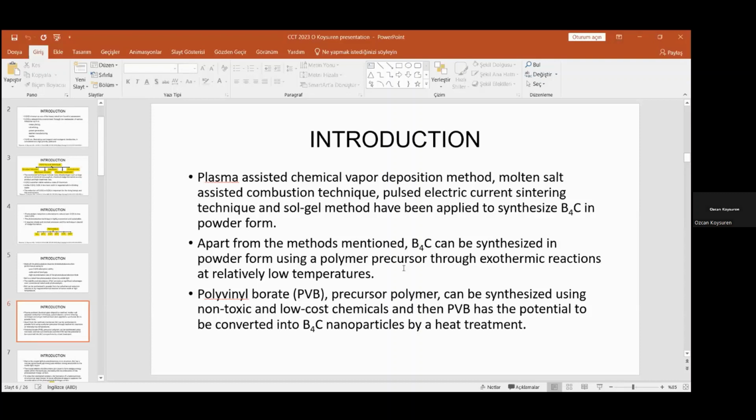First of all, we synthesized polyvinyl borate as the polymer precursor, and then by applying heat under argon atmosphere, we converted the polyvinyl borate to boron carbide, using a simple process, just the heat treatment under argon atmosphere.